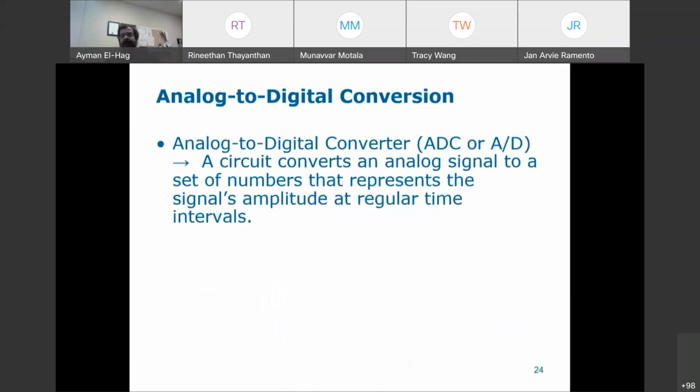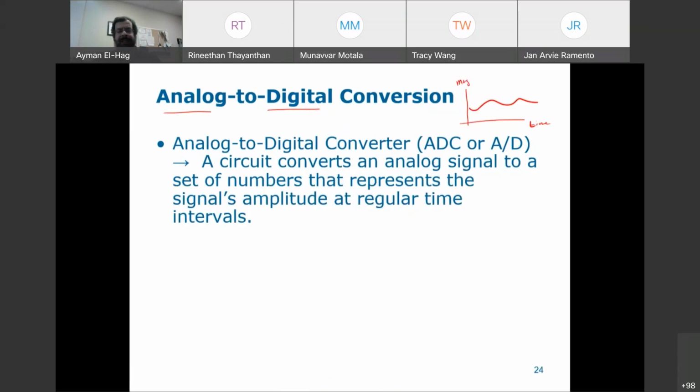Now, let's talk about the most important and basic function of the microcontroller or the data acquisition card, which is the analog to digital conversion. As I said, I will be measuring temperature. Temperature will have something like this. This is how it looks like. This is the time, and this is the magnitude.